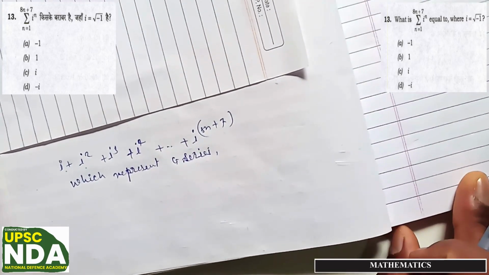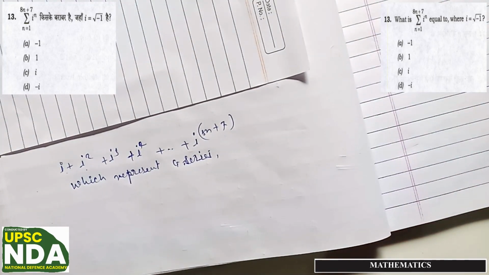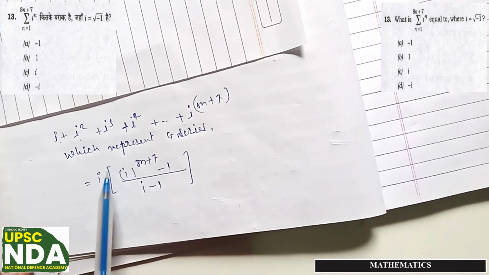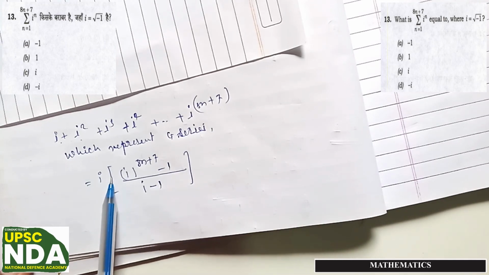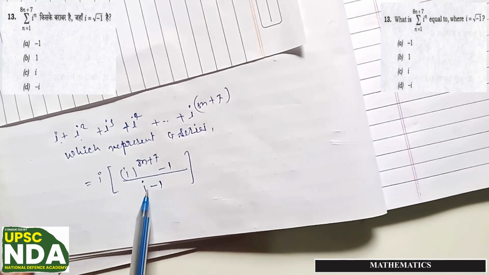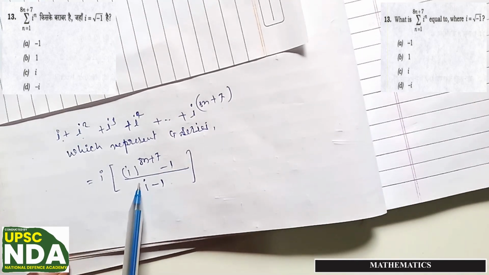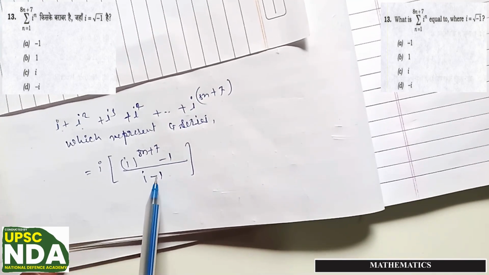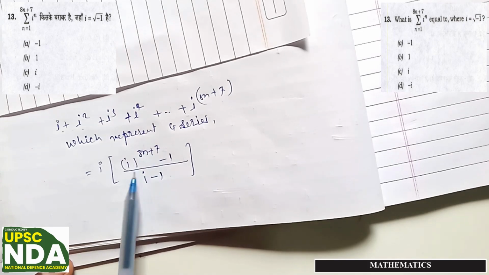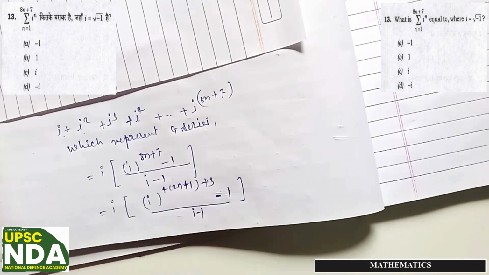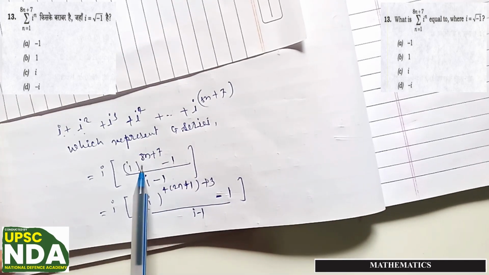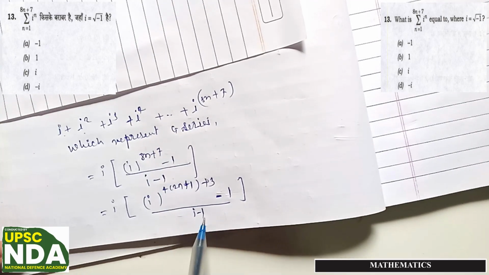Now apply the result for the geometric progression as we saw before. For finding the sum of n terms of a geometric progression, we apply the formula: first term a times r raised to n minus 1 upon r minus 1. To get the answer, we have to simplify this further. So I can write this term as minus 1, and i minus 1 stays the same.